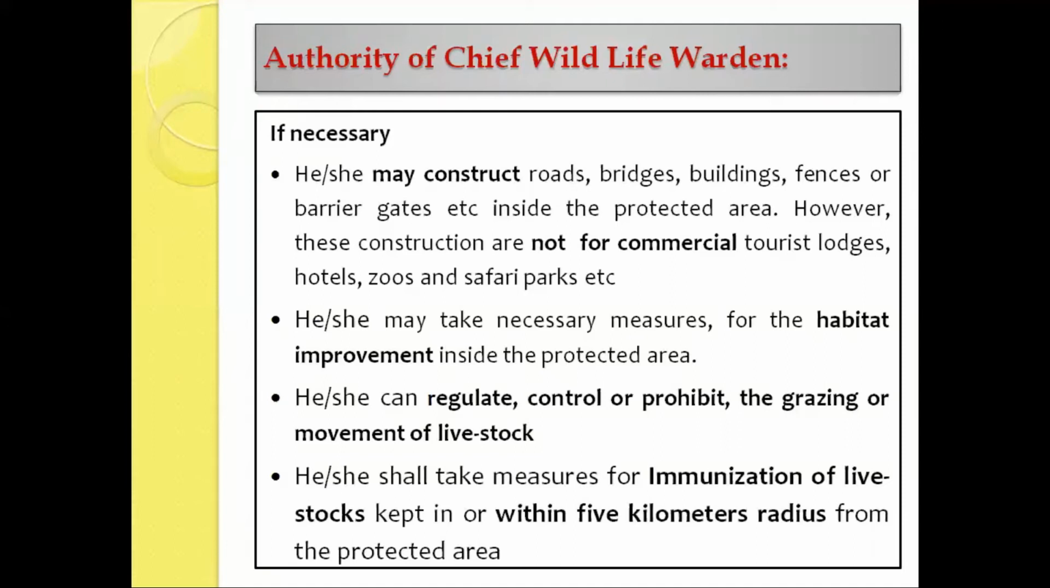If he deems fit, he may also take necessary measures to improve the habitat of the protected area. The chief wildlife warden can regulate, control, or even prohibit the grazing or movement of livestock into the protected area. The chief wildlife warden shall also take measures for immunization of livestock which are kept within a 5 km radius from the protected area.